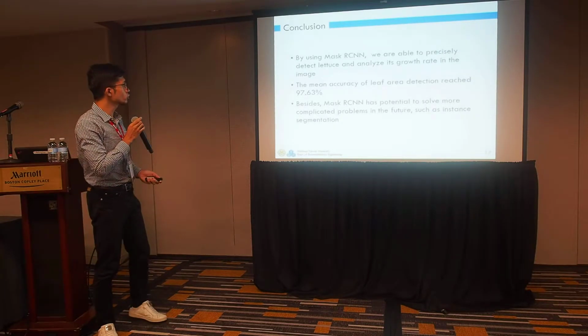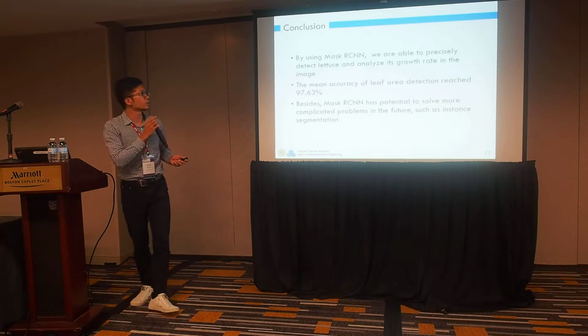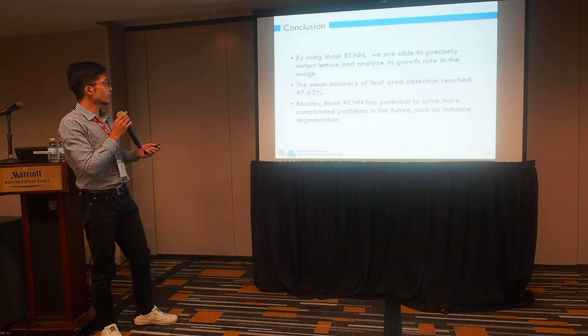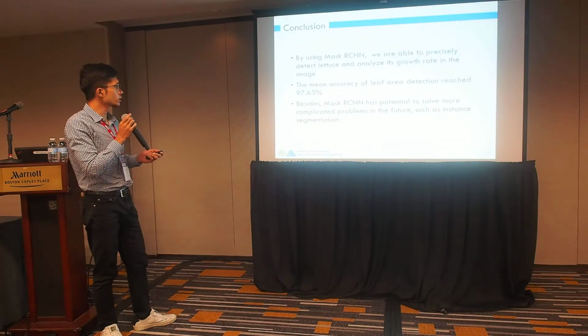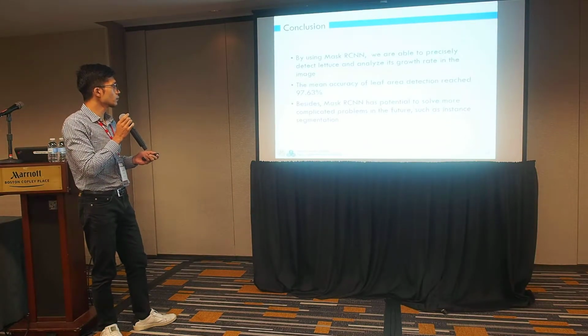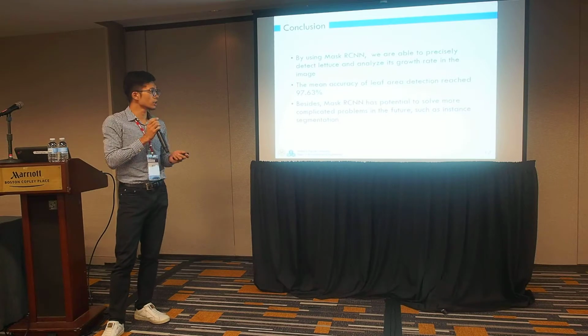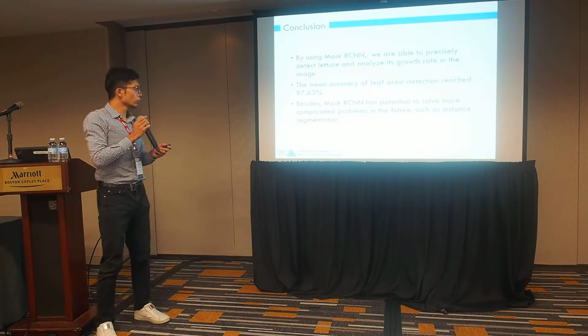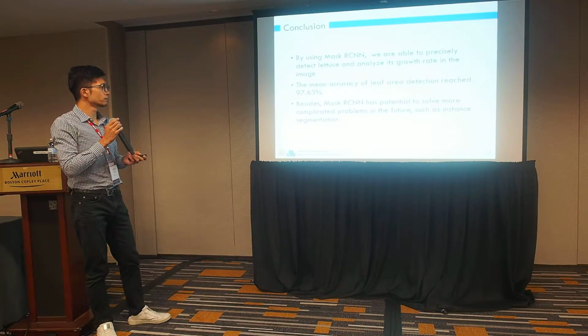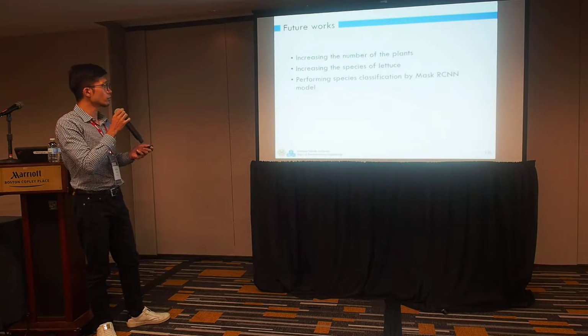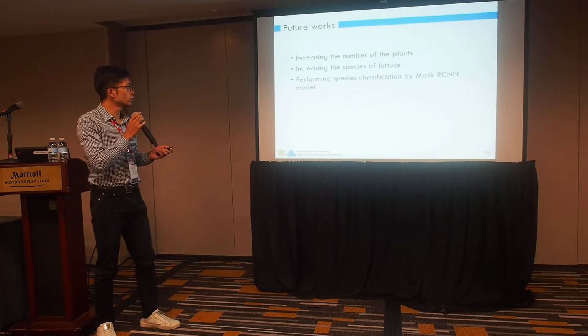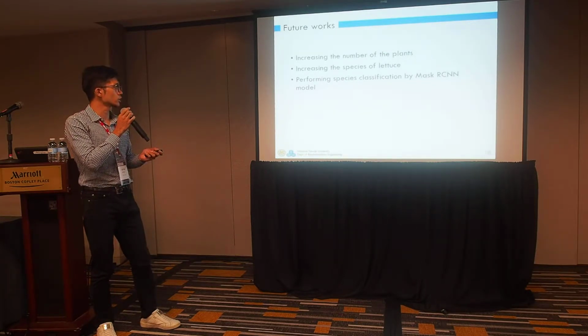So my conclusion is, by using Mask R-CNN, we are able to precisely detect lettuce and analyze its growth rate in the image, and the mean accuracy is high enough. And besides, I found that Mask R-CNN is able to solve more complicated problems in the future. So my future work is going to increase the number of plants and also increase the species of lettuce to do a species classification by the Mask R-CNN model.